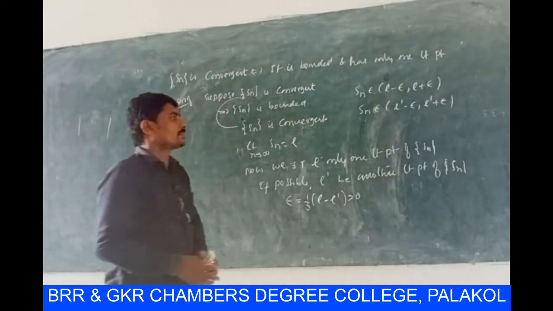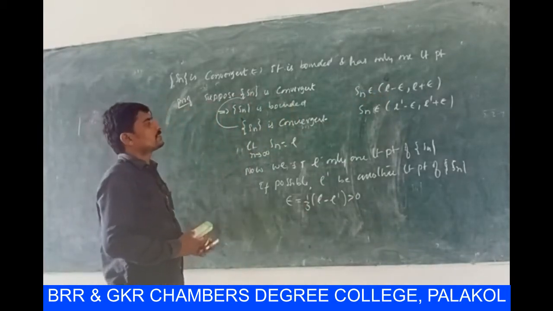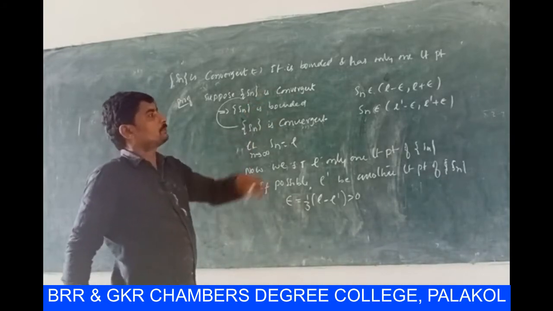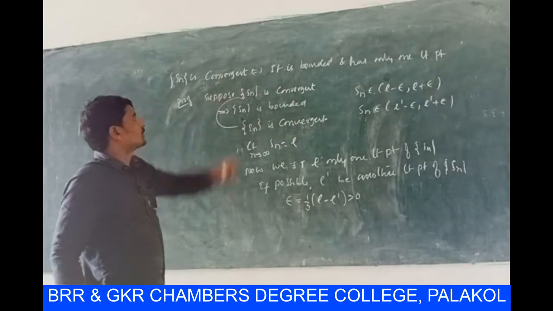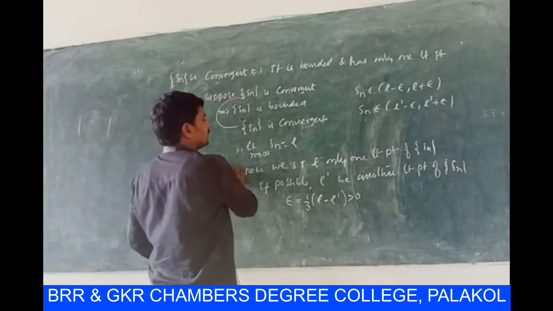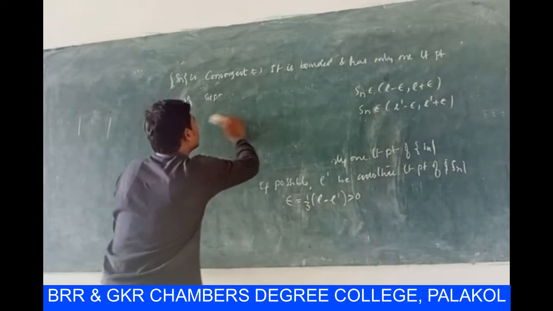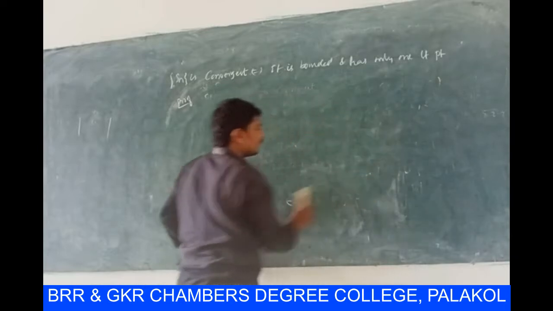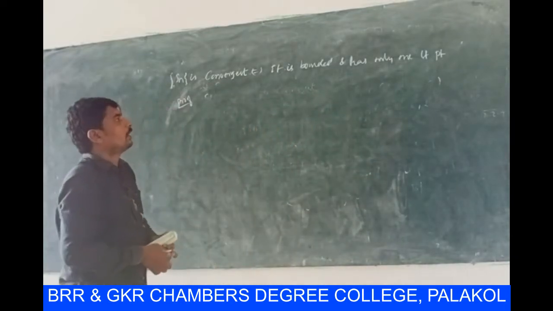Conversely, suppose that the sequence Sn is bounded and it has a unique limit, that means only one limit. We show that the sequence Sn is convergent. Whenever the sequence is bounded, as per the definition, it has infimum as well as supremum.